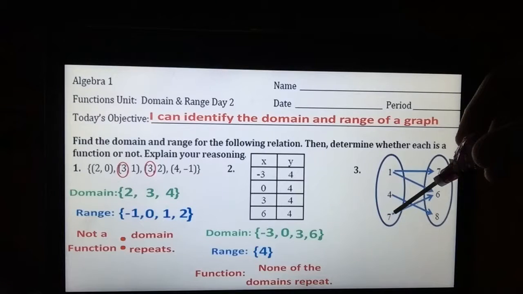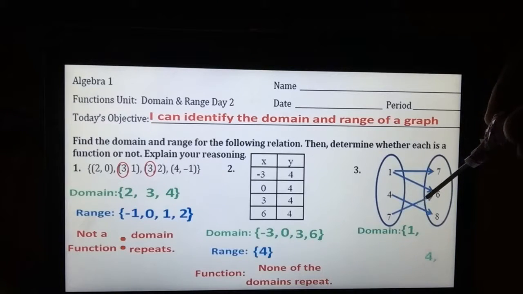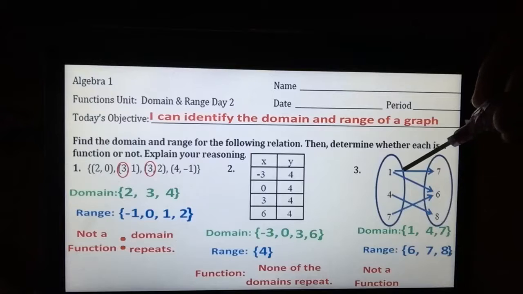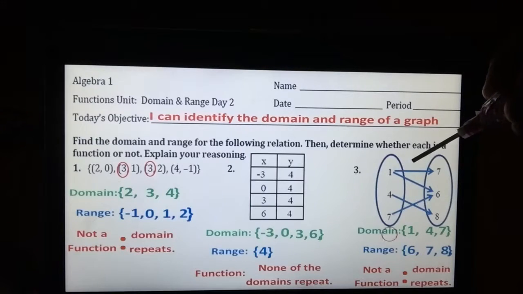All right, so remember for number 3 that the domain is the first circle, which is 1, 4, and 7. So let me put those in there. And then the range would be 7, 6, and 8. Let me put those in there, right? And then in order it would be 6, 7, 8. And then this one would not be a function because we know that over here we have 2 arrows coming out of 1. That means it repeats because this would be the ordered pair 1, 7, and then 1, 6.